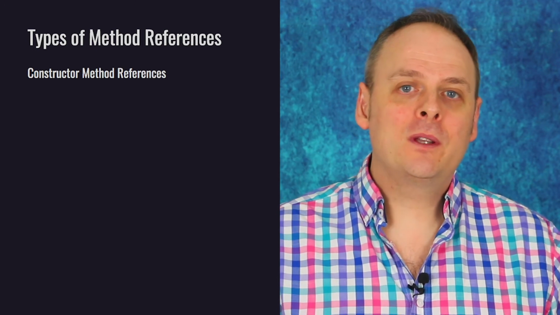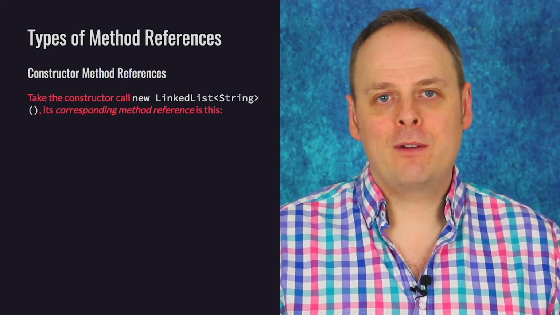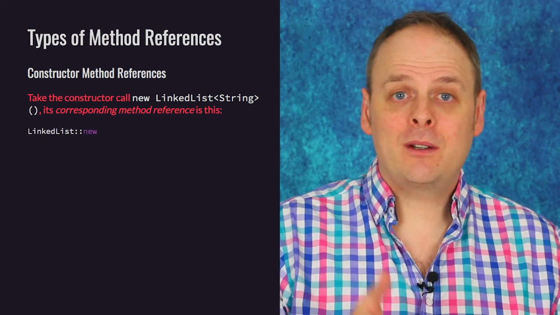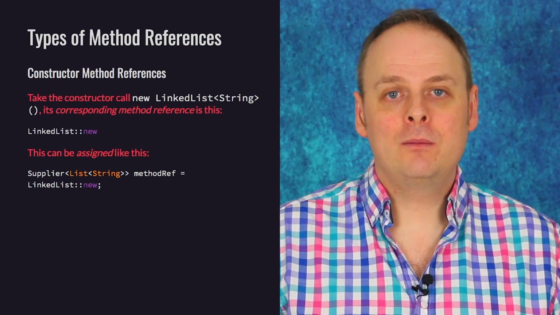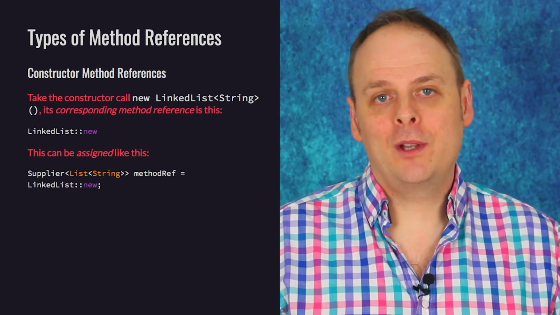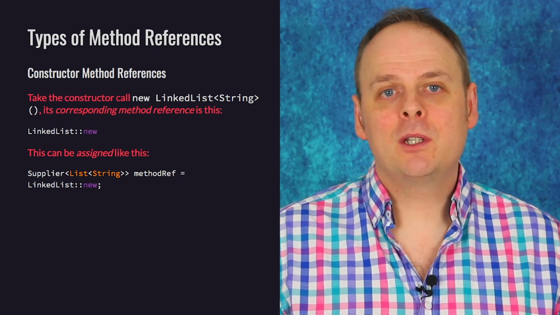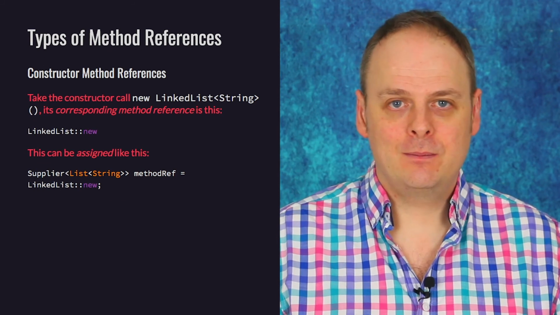For example, if we consider the constructor to create a linked list of strings, its corresponding method reference is this. We can assign and store it like this. It's a constructor, so it's going to return a value, namely the instance of the list being created, so we can type it to a supplier of list. And the specific list it returns is a list of string. Finally, we can invoke it to get the list like this.